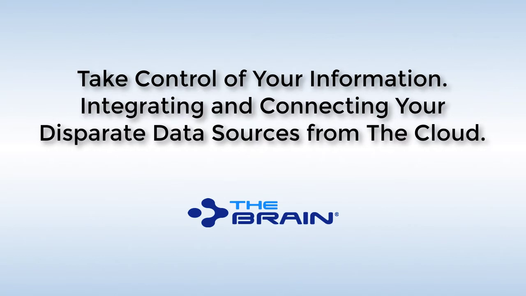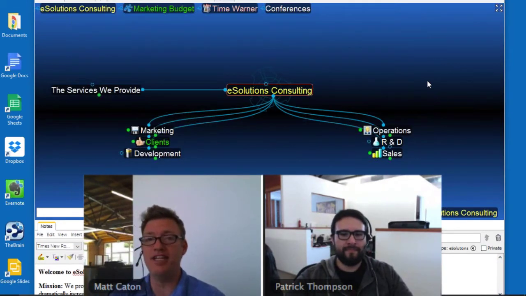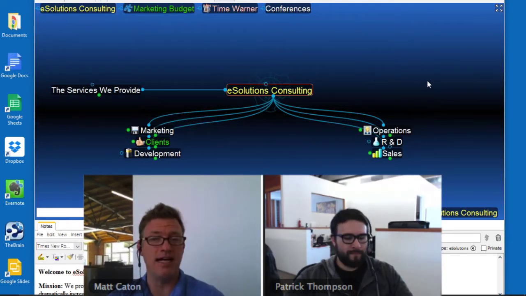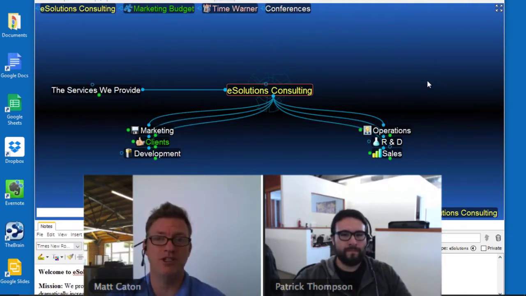You have joined Take Control of Your Information, Integrating and Connecting Your Disparate Data Sources from the Cloud. So what we're going to be doing today is taking a lot of data information that is typically available on the cloud in many different applications and locations, and bringing them all together and visualizing their relationships and their content in the brain, the way you think about your information.